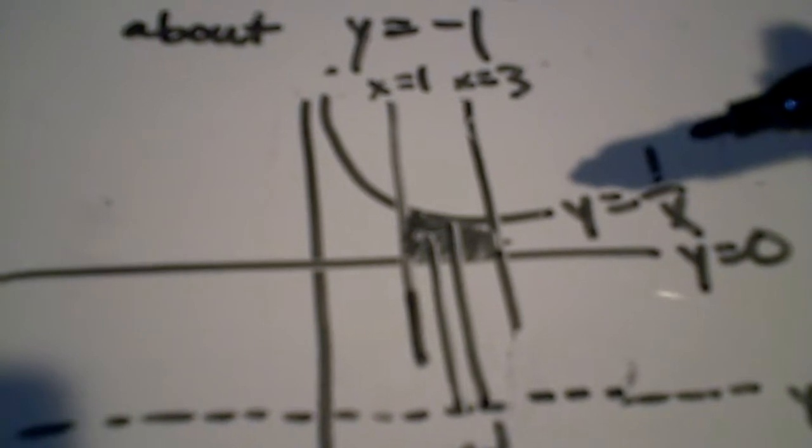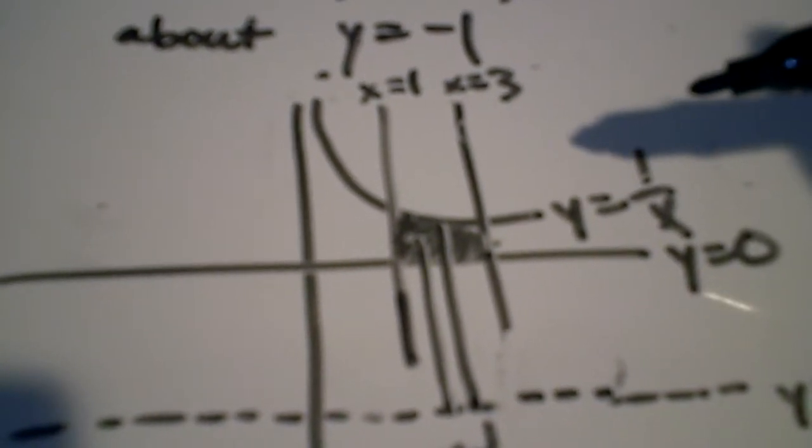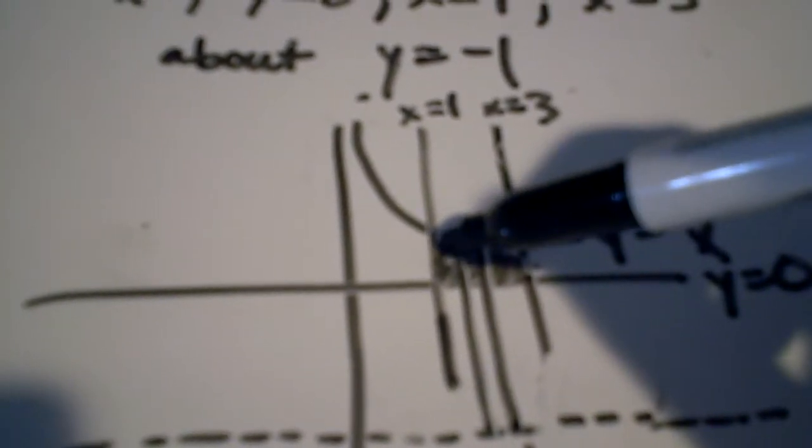In this problem, the limits or the range will be 1 to 3, because as you can see, 1 is where the area begins, and 3 is where the area ends, and so you want to take the volume over those numbers.